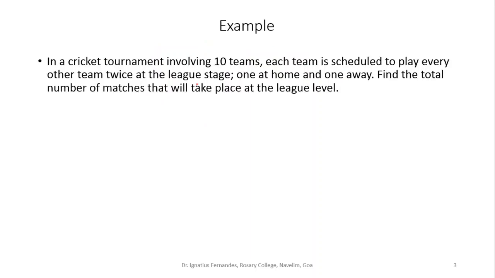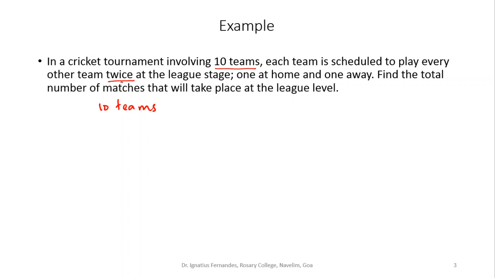Let us consider this example. In a cricket tournament involving 10 teams, each team is scheduled to play every other team twice at the league stage, one at home and one away. Find the total number of matches that will take place at the league level. So we have 10 teams, and each team is scheduled to play every other opponent twice. Let us first talk about how many matches will take place if every team has to play exactly once with every other opponent.